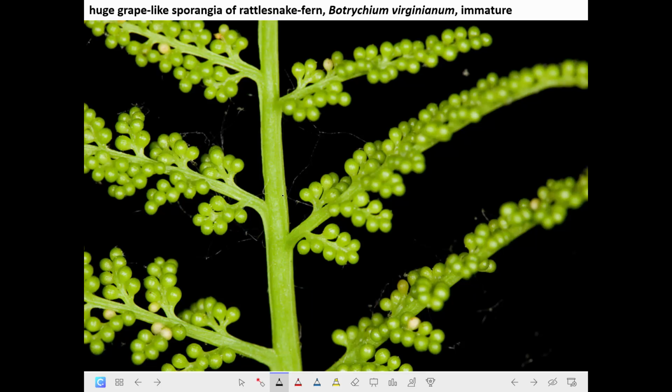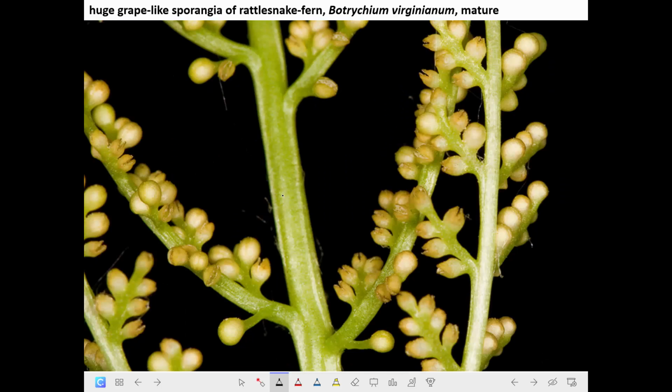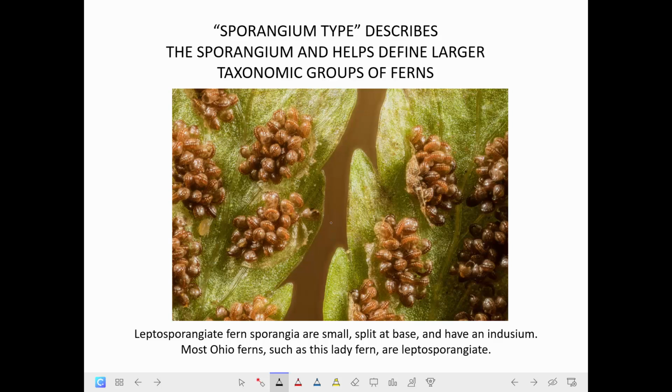Here they are before they've released their spores. And here they are when many of them have released their spores. Okay. Another type of sporangium, the one that's more common and although less easy to see, is called the leptosporangiate ferns. So each one of these little aggregates here is a sporangium, and they're aggregated into sori, groups of them.